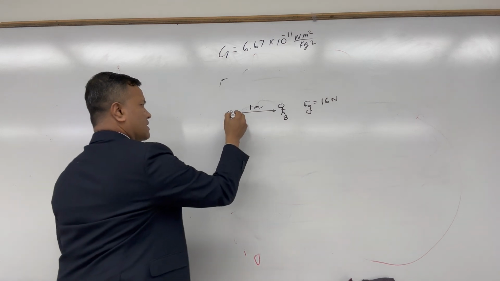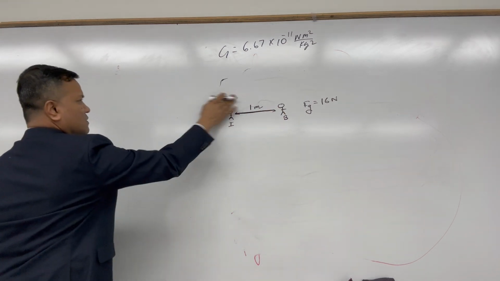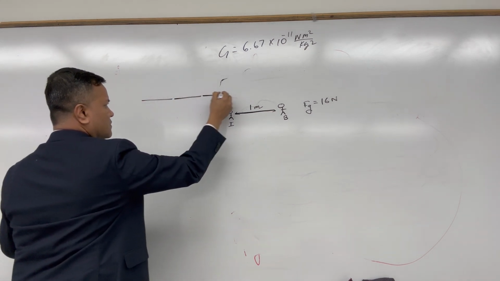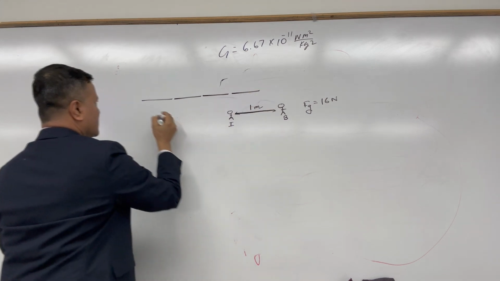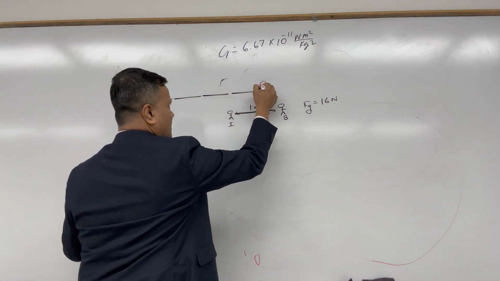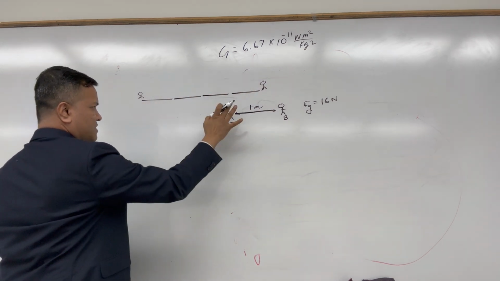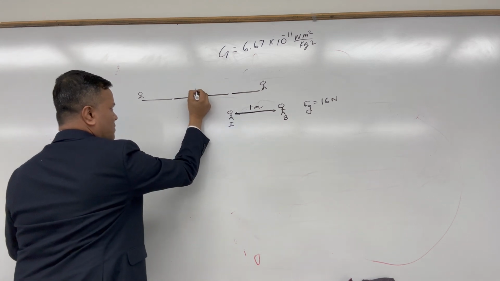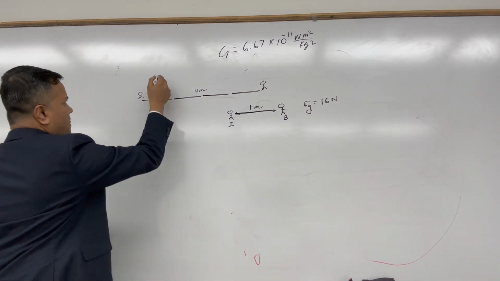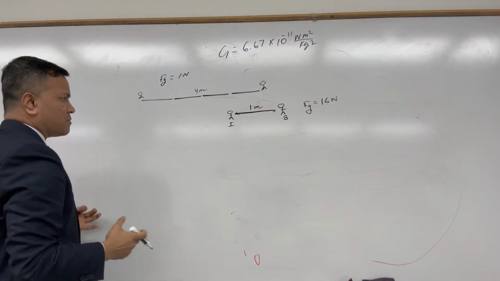Then if I increase the distance 4 times, 1, 2, 3, 4. Now put Isaac over here and myself over here, and the distance is now 4 times as big. This is 1 meter, so this is 4 meters. What is the Fg? Fg would be 1 Newton. How? You can do it in 2 ways.